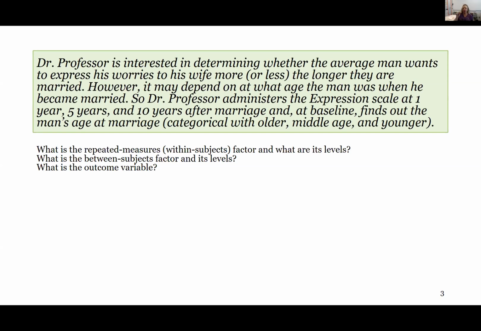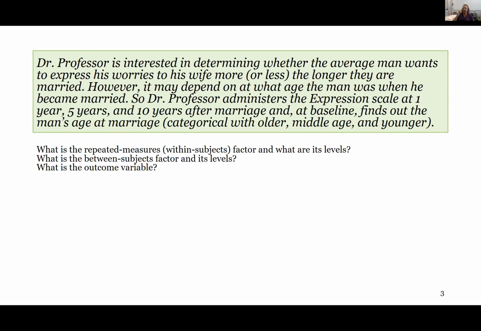So what is the repeated measure in this case? Is it married time? Marital time. And how many levels of the married time variable are there? I think there's 3: year 1, year 5, year 10. Oh, and baseline, so when they first get married. So there are actually 4 levels: baseline, 1 year, 5 years, and 10 years later. 4 time points, 4 levels to the married time factor.